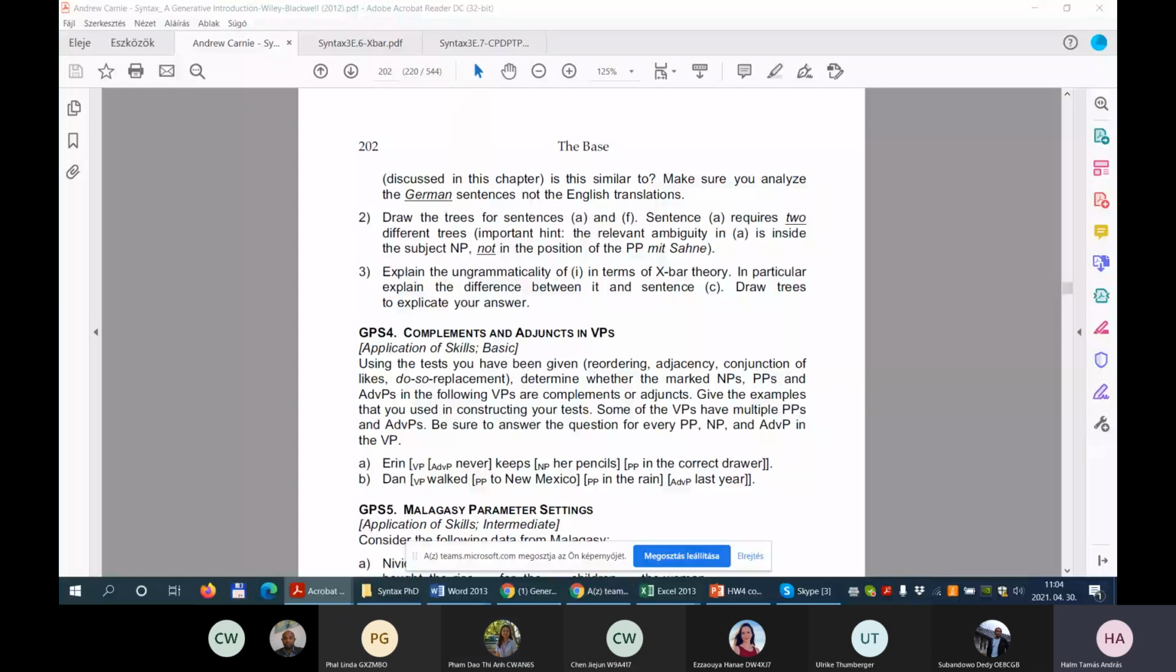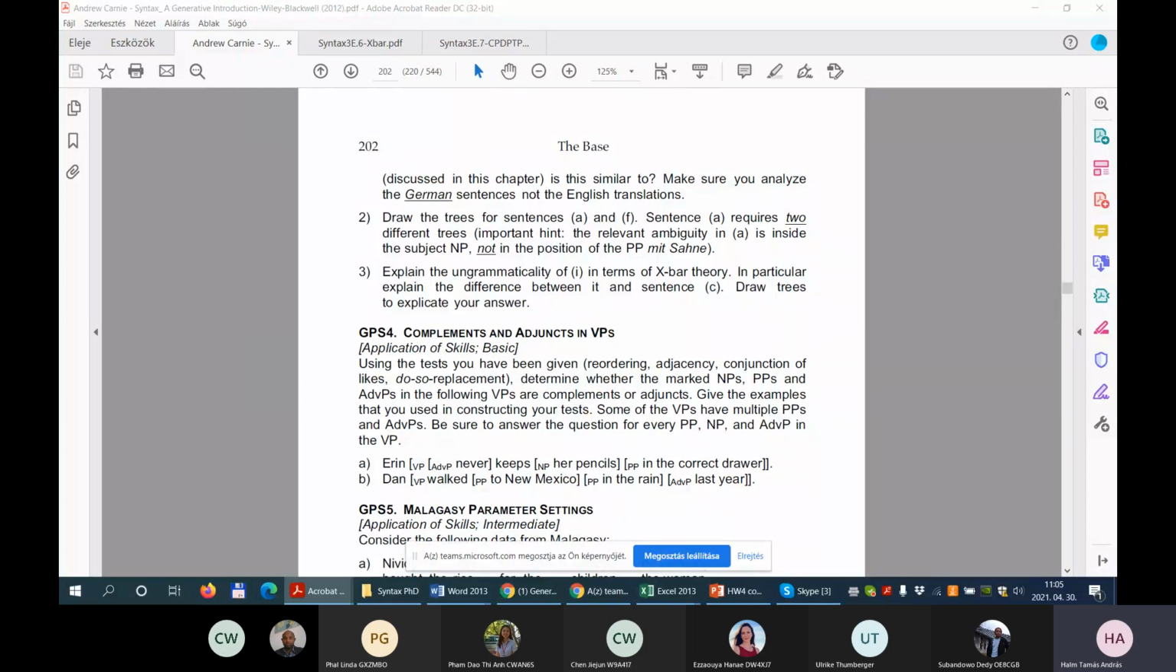Okay, let me just comment, and then I will give the word to the others. So this is an important point that you raised, that the complements are somehow essential and the adjuncts are optional. And actually, I would say that this shows that never is an adjunct, right? Because if you look at this sentence, Erin never keeps her pencils in the correct drawer, you can drop never. And what you have is Erin keeps her pencils in the correct drawer, and that's just fine. So I think you can drop never quite easily. So this looks like an adjunct.